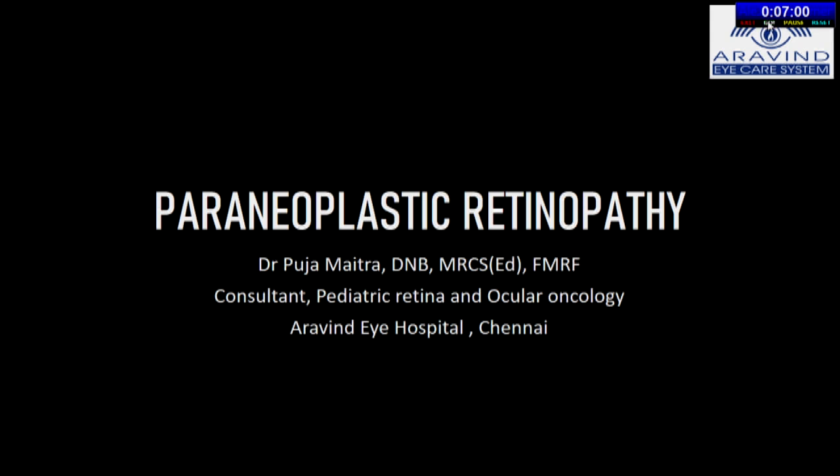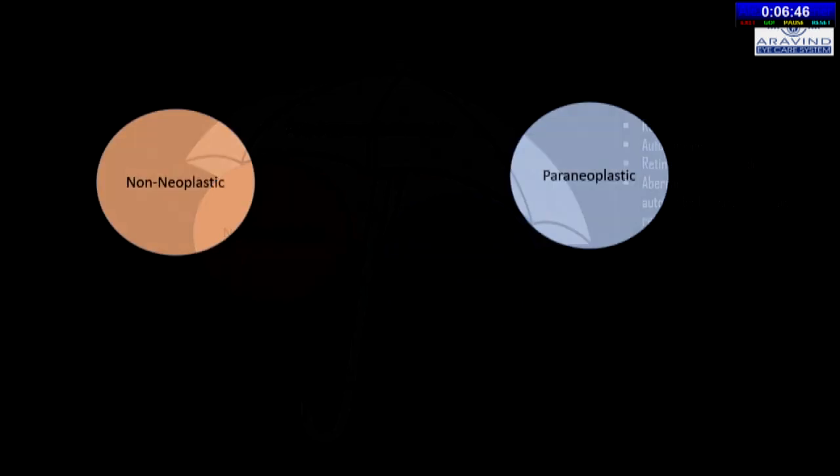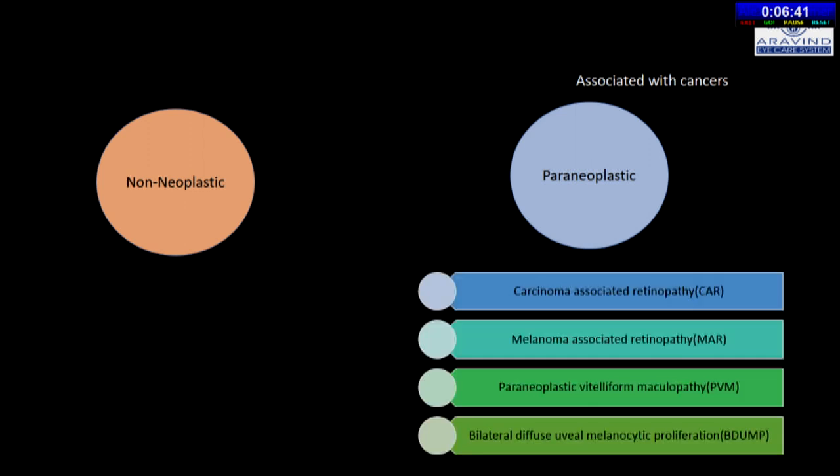Yeah, so paraneoplastic retinopathy is a subgroup of an umbrella term called autoimmune retinopathy, which is a rare autoimmune degenerative retinal disorder caused by cross-reactivity of serum antibodies against the retinal antigens. Now, paraneoplastic retinopathy, as the name suggests, is associated with cancers, and there are four distinct entities now: the carcinoma-associated retinopathy, melanoma-associated, paraneoplastic vitelliform maculopathy, and bilateral diffuse uveal melanocytic proliferation, or BDUMP.